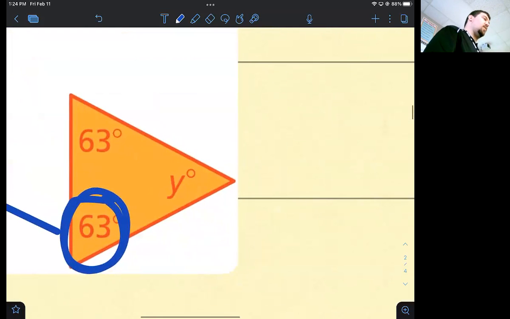In this triangle, what's 63 plus 63? 126. What's 180 minus 126?